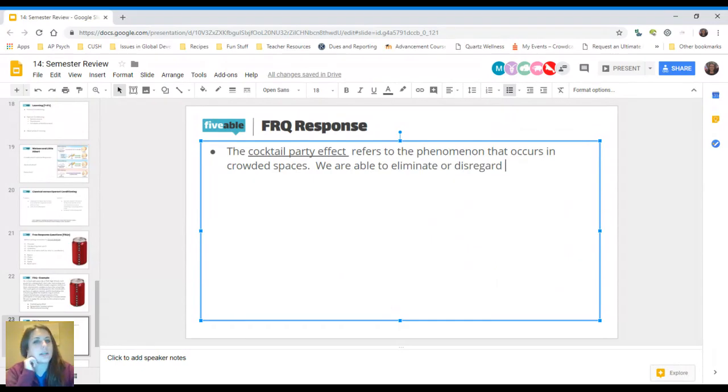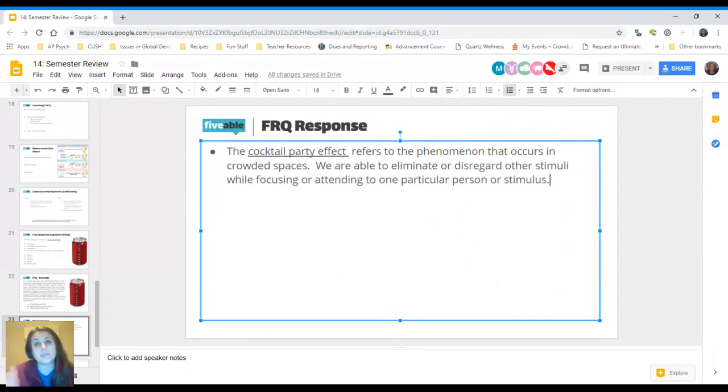Eliminate or disregard other stimuli while focusing or attending to one particular person or stimulus. So that's my definition. I'm talking about the cocktail party effect. It allows me to focus my attention on one given thing, even though I'm in this gym with this crazy loud pep rally going on.